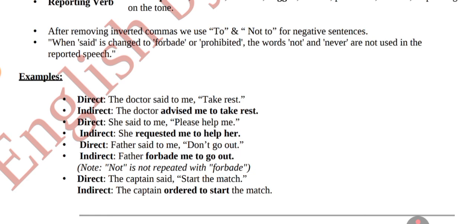When you use the word forbade in your sentence, then you will not use the words do not or never. If you want to use the word not in your sentence, then the sentence will be, father advised me not to go out. Firstly, you will write not, then you will use to, then the remaining part of the sentence.